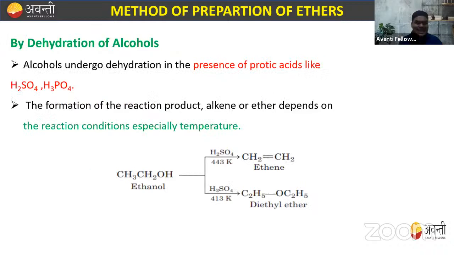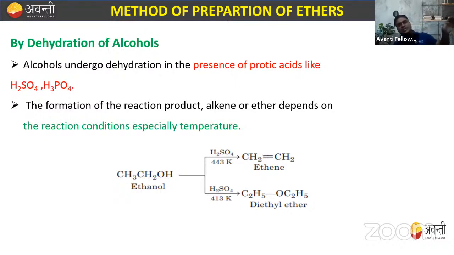Now, the next method is by the dehydration of alcohol. This we already discussed in the alcohol chapter. Whenever we treat ethanol with H2SO4 at 383 Kelvin, we get diethyl sulfate. When we treat ethanol in the presence of H2SO4 at 413 Kelvin, we get ether. And when we treat alcohol in the presence of H2SO4 at 443 Kelvin, we get alkene, right? So these three reactions we already studied in the alcohol chapter.